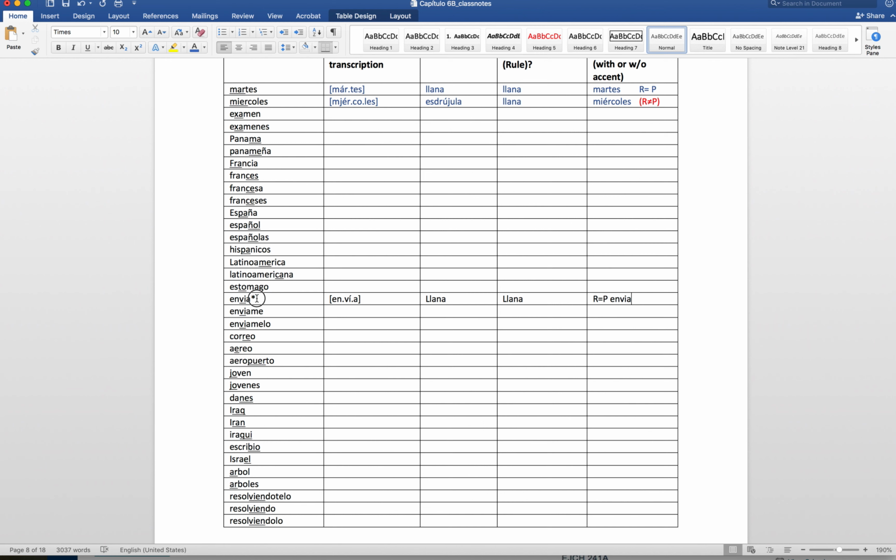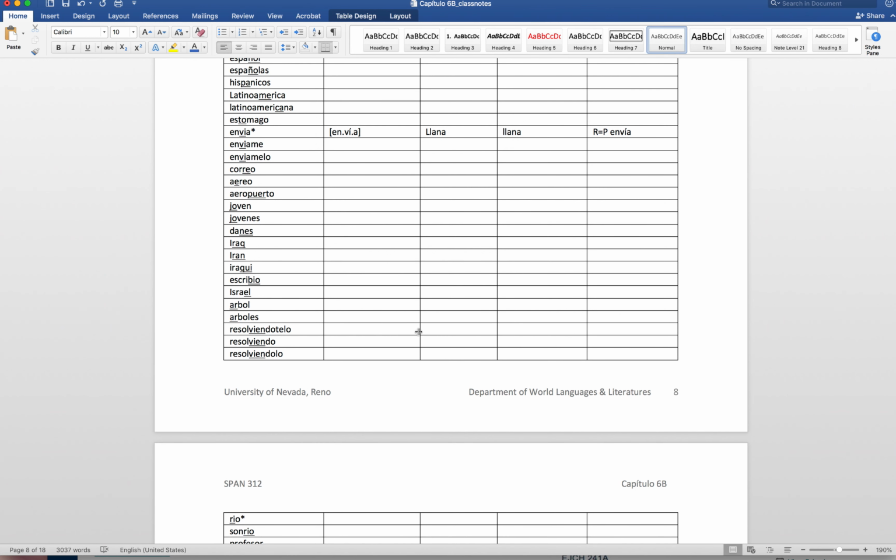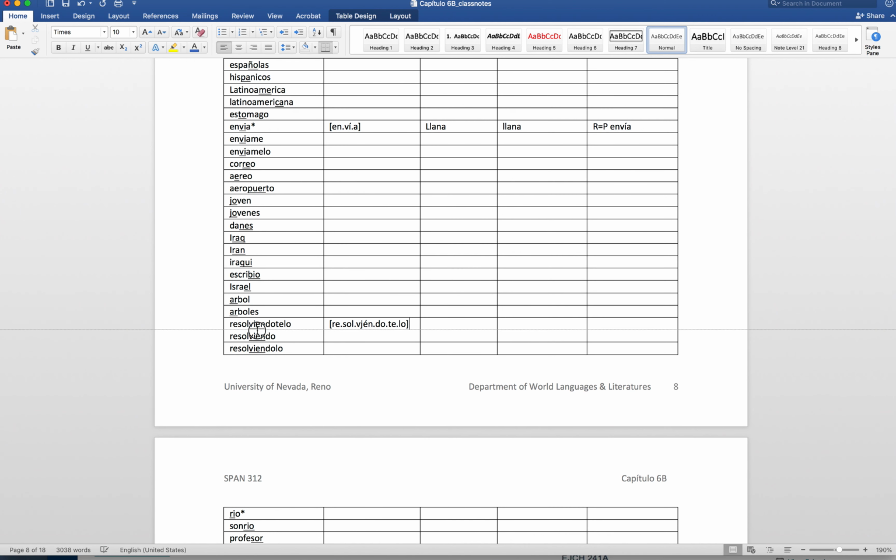No. I have purposely put that star there to bring your attention to the fact that you have a weak vowel next to a strong vowel. And since here only the weak vowel, the I, is underlined, you know you need to separate them. And that's why it's an irregular. And I can do one more here, resolviéndotelo. If I transcribe this word, I'm placing the accent mark where you see the underline.